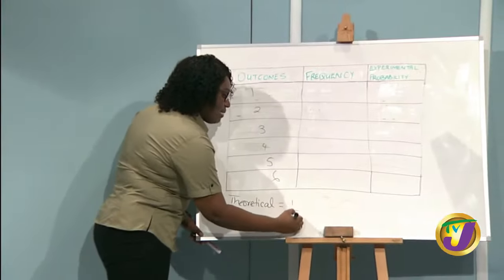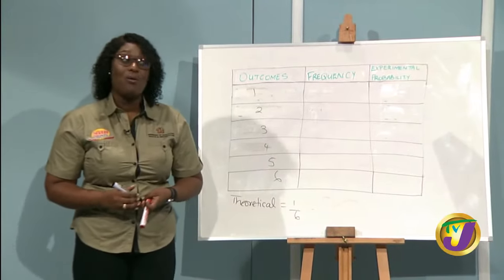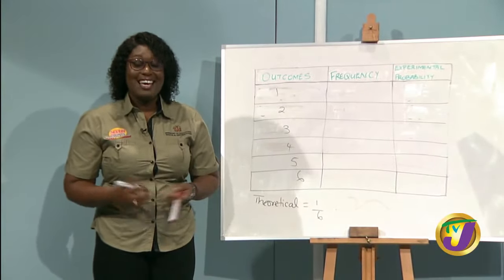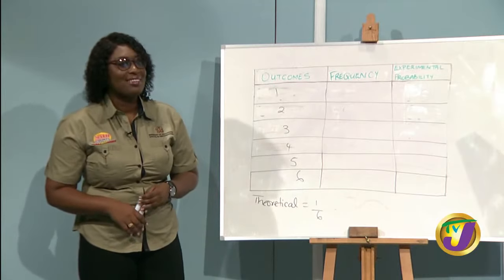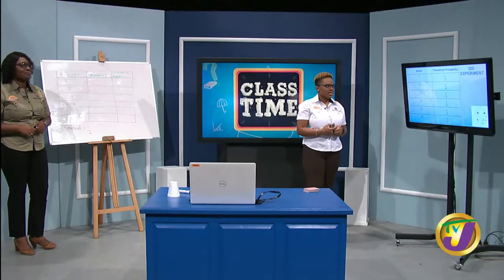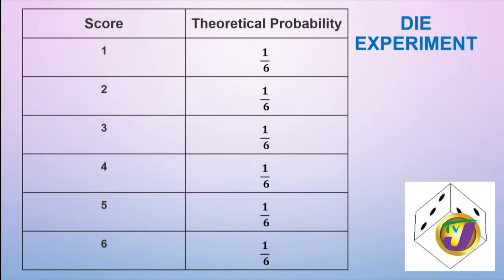So my theoretical probability of LaToya getting a one when she rolls the die is 1/6. And by that, we can also see that the theoretical probability of getting any of the numbers would be 1/6. So I have a fair chance of getting any of the numbers on the die. All right. Roll away. Get your die at home and try.